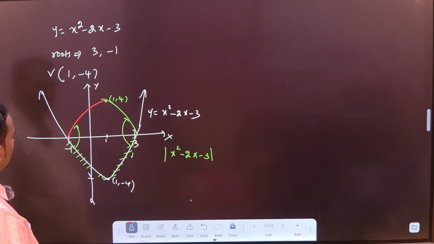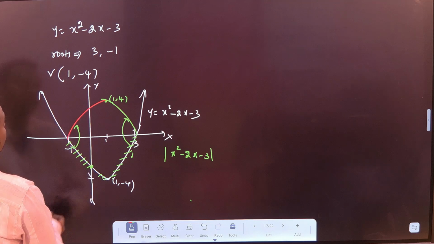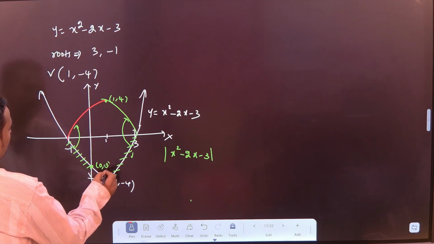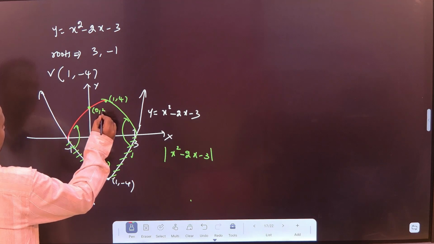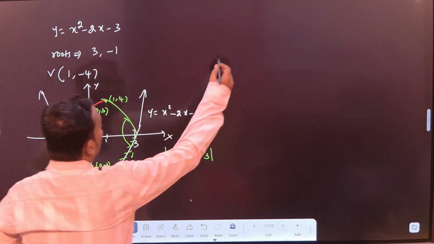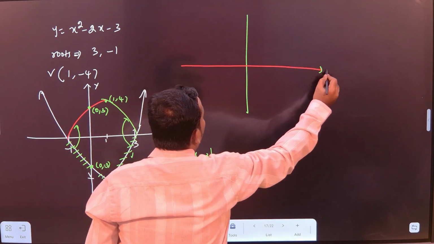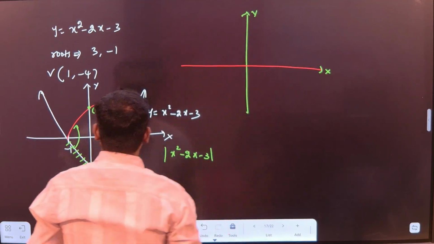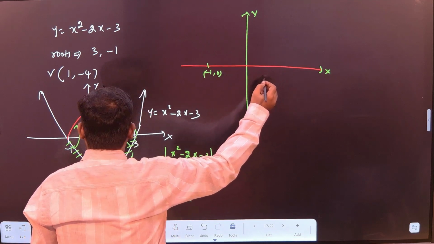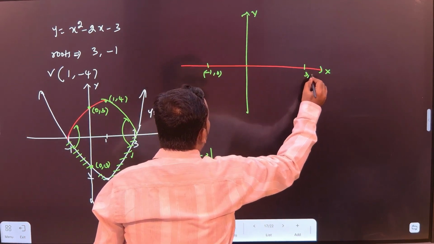Where this graph is intersecting the y axis, put x as 0, we get 0 comma minus 3, right? So, this point is 0 comma plus 3. Clear? I hope everyone understands. If you are not able to understand, I will draw separately. This is the x axis, this is the y axis. You can see this is minus 1 comma 0. This would be 3 comma 0.